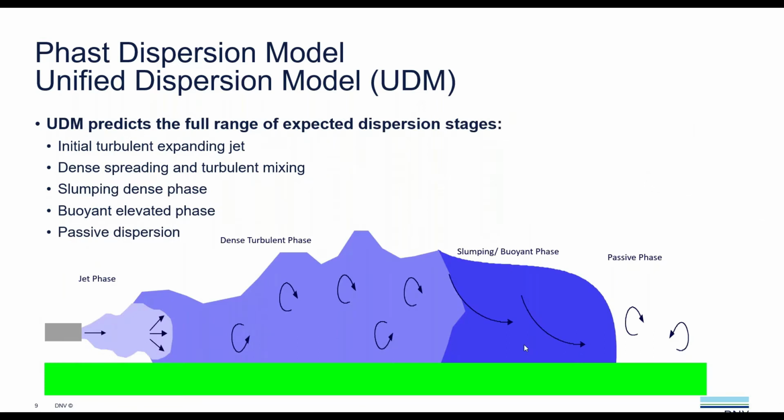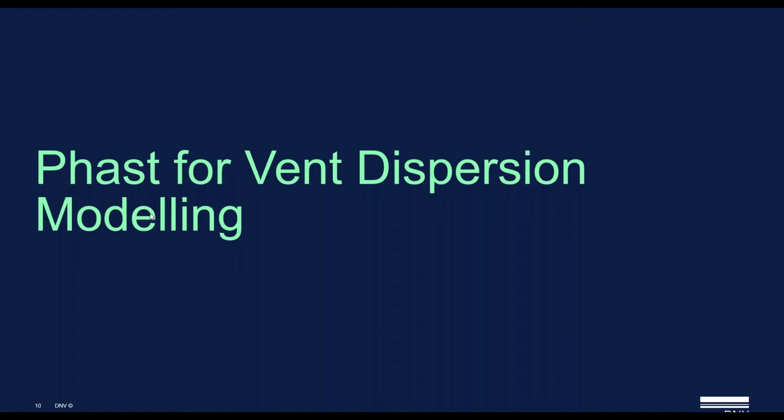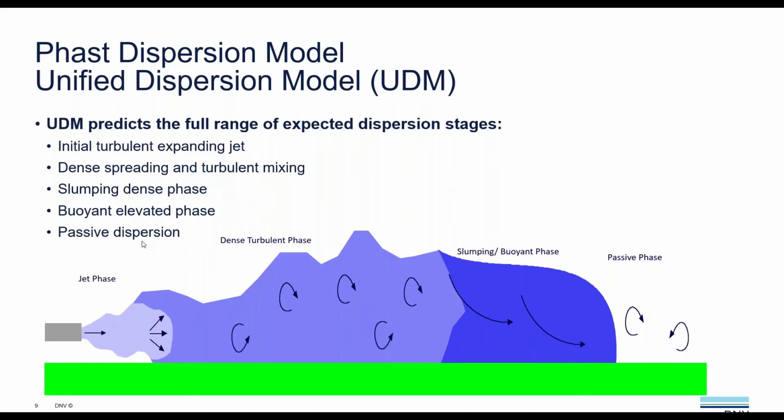The UDM also predicts the full range of expected dispersion stages. For example, we have the initial turbulent expanding jet phase, then the heavy gas spreading phase or buoyant elevated phase, and lastly, we have the passive dispersion stage. If you'd like to learn more about the theory of dispersion modeling, we do cover it in more detail in our training courses.